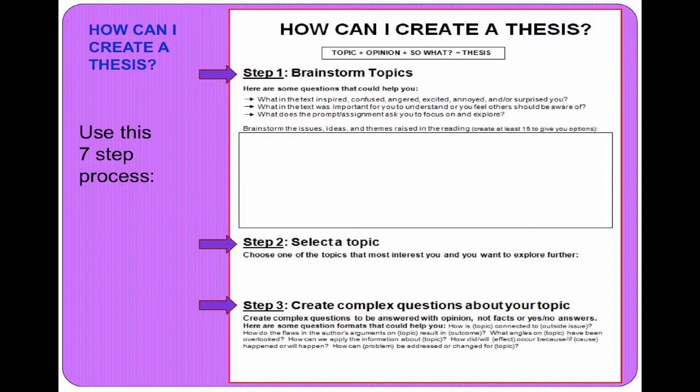How is this topic connected to some kind of outside issue? How do the flaws in the author's argument on the topic result in some kind of outcome? What angles on this topic have been overlooked? How can we apply the information about this topic? How did or will some kind of effect occur because of or what happened with this topic? How can some kind of problem be addressed or changed for this topic?